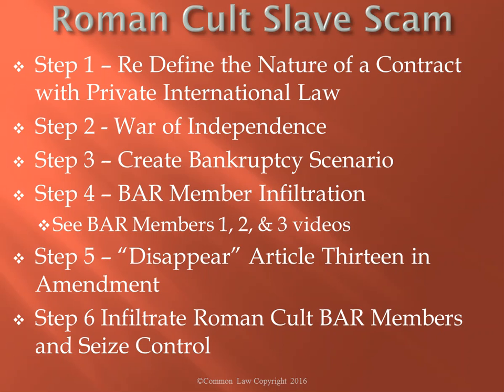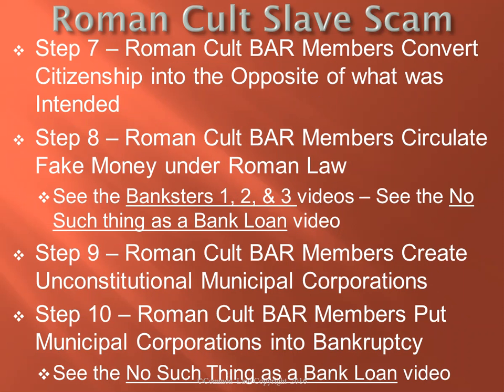Anyway, step 1 was to redefine the nature of a contract with private international law. Step 2 was the War of Independence. Step 3 was creating a bankruptcy scenario. Step 4 was making sure their bar members could infiltrate and see bar members' videos 1, 2, and 3. And step 5 was to disappear the true Article 13 amendment. And step 6 was to infiltrate their Roman cult bar members and seize control.